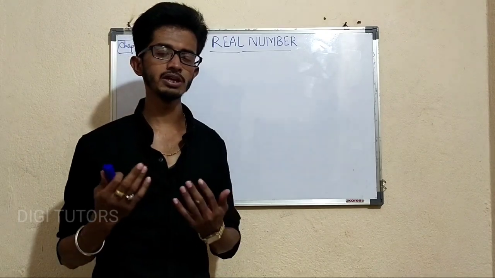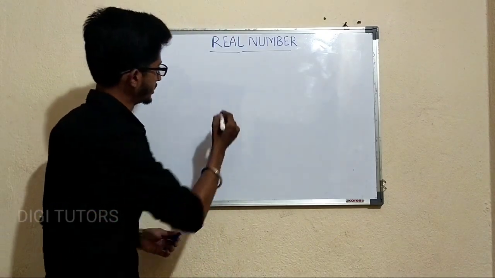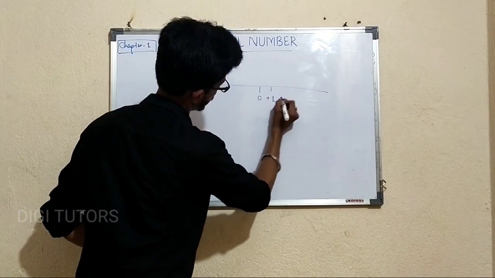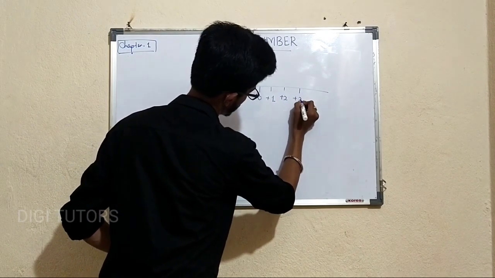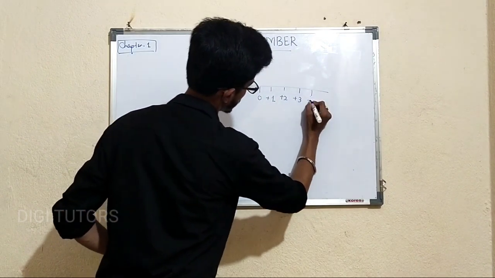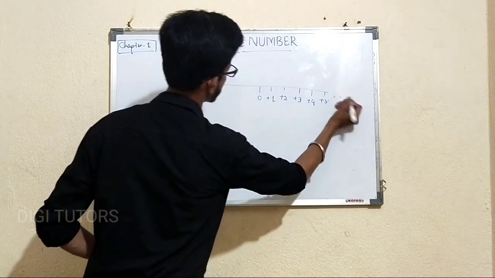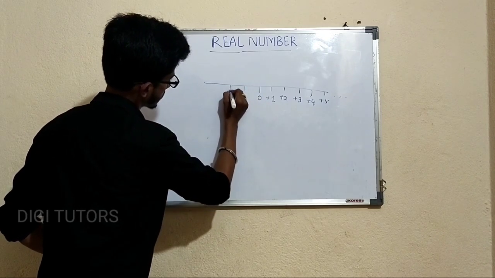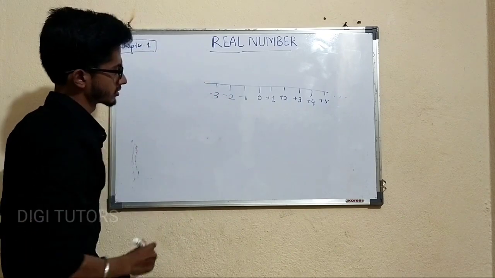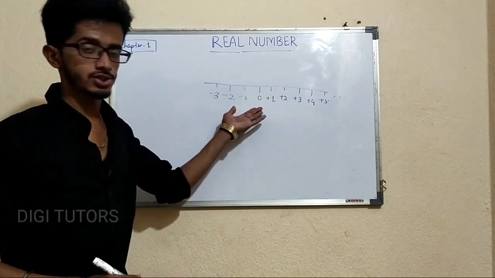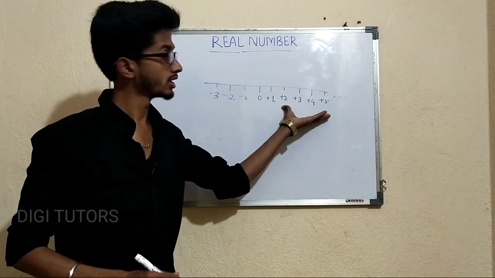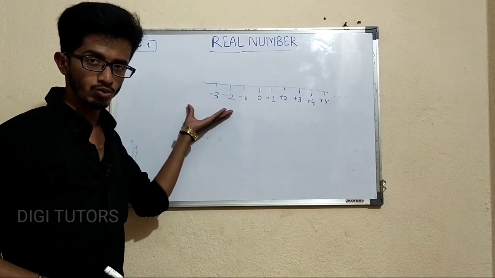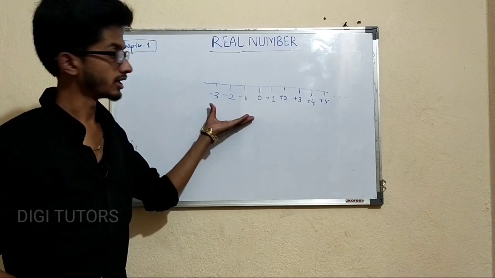A real number is a number which can be represented on a number line, okay? Let us take a number line. It starts from 0, plus 1, plus 2, plus 3, up to plus 4, plus 5, and then on this side minus 1, minus 2, minus 3. Just imagine, suppose we start from 0 and go in the forward direction or the right side, then we get the positive numbers, okay? And if we go in the backward direction or the left direction, then we get the negative numbers.